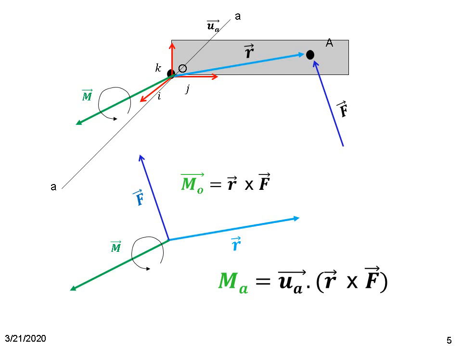Now, note that this is a dot product of two vectors. One is a unit vector along the axis AA, and the other one is R cross F, which is the moment of force about a point O in that axis. So this gives you a scalar quantity. So we now realize that moment of a force about a given axis is a scalar, which is the dot product of UA, which is a unit vector along the given axis, with R cross F, which is the moment of force about a point in that axis AA.